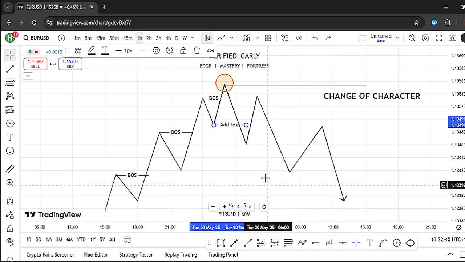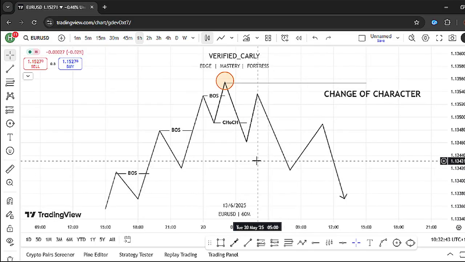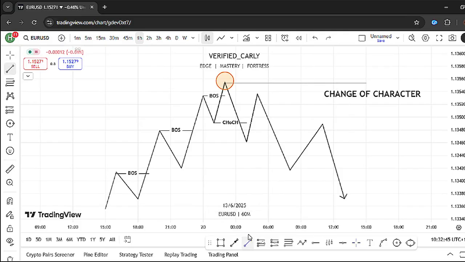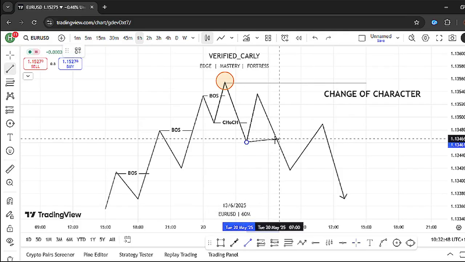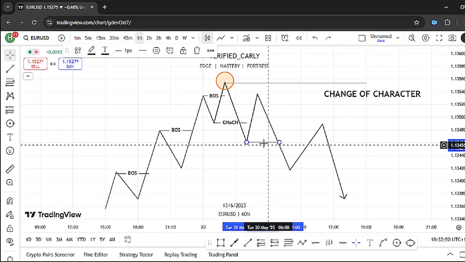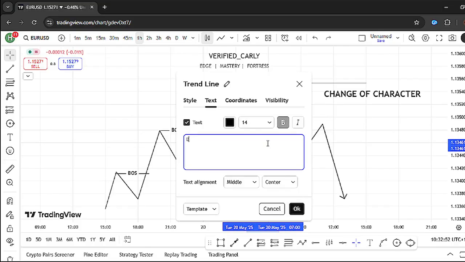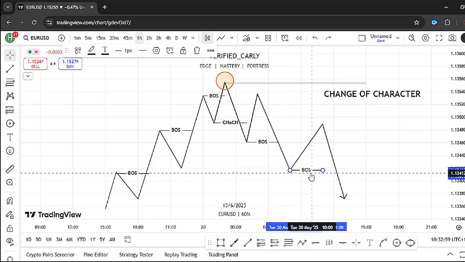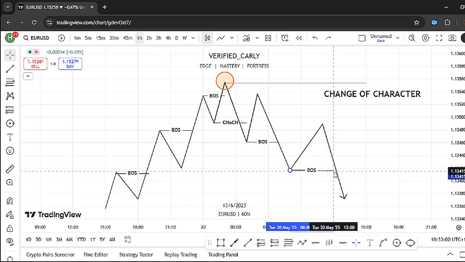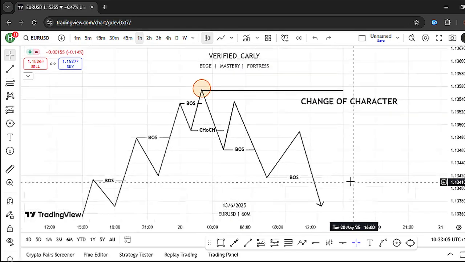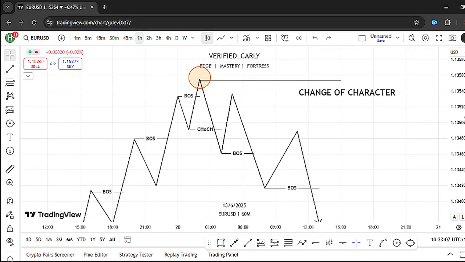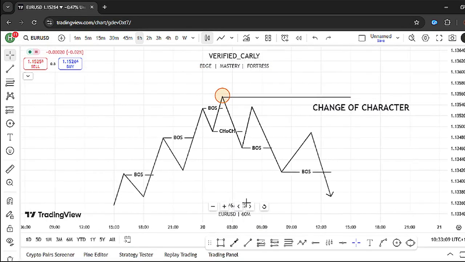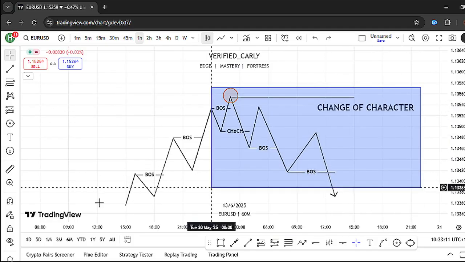Change of character. So after change of character, what happened? Price started breaking structures to the downside. This is called a break of structure, which you guys already know. This is another break of structure right here. The key thing I want you to understand is that change of character happens when price changes direction. Without wasting much of your time, let's jump right into the chart so that I'll show you guys the live chart.